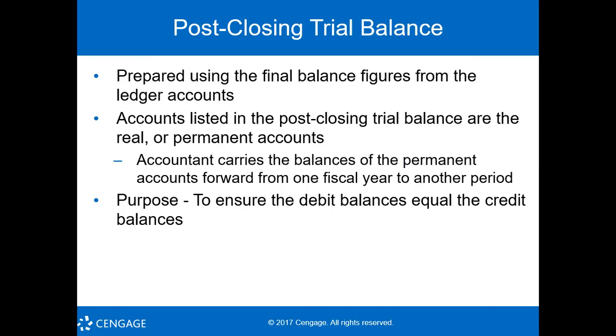Whereas the permanent accounts, the assets, the liabilities, the equity, carry forward to January, right? So whatever the balances are in assets, liabilities, and equity, those balances carry forward to the new year. And just like with our other trial balances, remember, we prepare the unadjusted trial balance in step 4, the adjusted trial balance in step 6, and now this is step 9, the post-closing trial balance. With all the trial balances, the purpose is to make sure that the debits equal the credits, right?